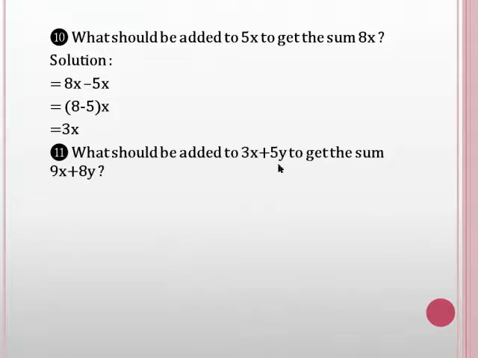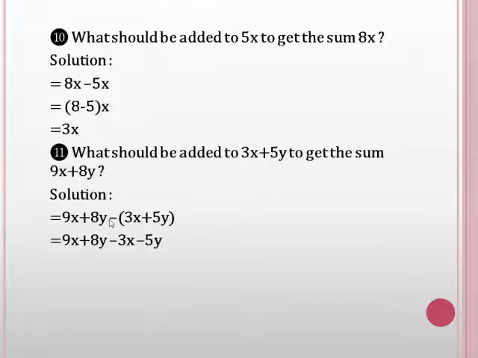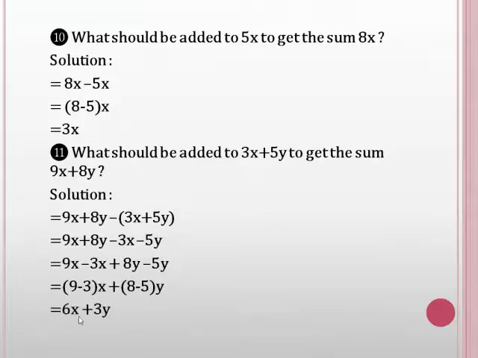Second question is: what should be added to 3x plus 5y to get the sum 9x plus 8y? Here we start the solution. Firstly, we write 9x plus 8y minus, in brackets, 3x plus 5y. Now we remove the brackets and we change the sign, which gives 9x plus 8y minus 3x minus 5y. Now we separate the like terms, which are 9x minus 3x plus 8y minus 5y. We subtract the coefficients, 9 minus 3 and 8 minus 5, and we get 6x plus 3y.